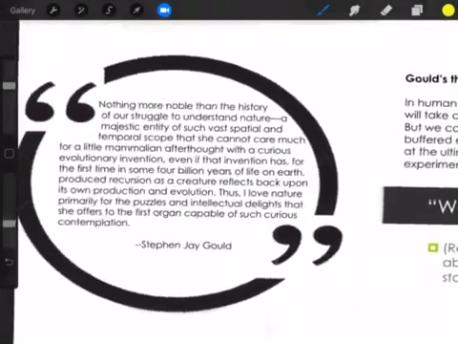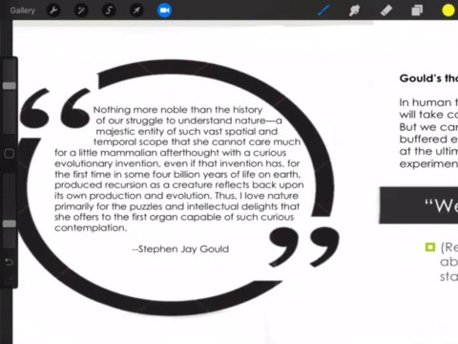One of the quotes from his prologue is that nothing is more noble than the history of our struggle to understand nature, a majestic entity of such vast spatial and temporal scope that she cannot care much for a little mammalian afterthought with a curious evolutionary invention, even if that invention has, for the first time in some 4 billion years of life on Earth, produced recursions as a creature reflects back upon its own production and evolution.